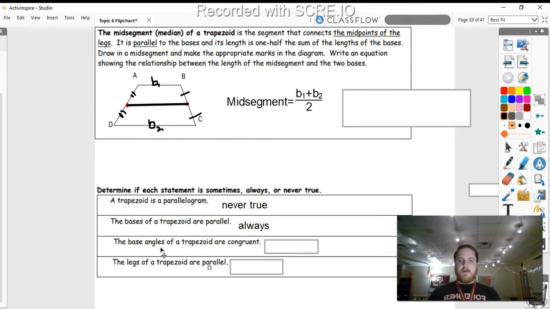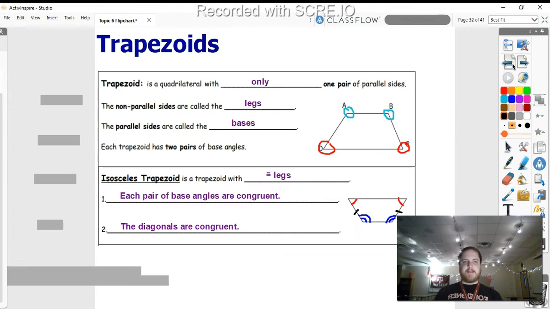Up next, the base angles of a trapezoid are congruent. When we talked about base angles, we said that every trapezoid has them. Every trapezoid has pairs of base angles. But the isosceles trapezoid, where we're talking about base angles being congruent, is something that only happens with an isosceles trapezoid.